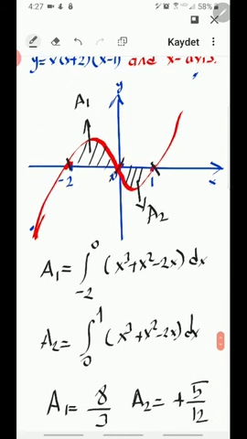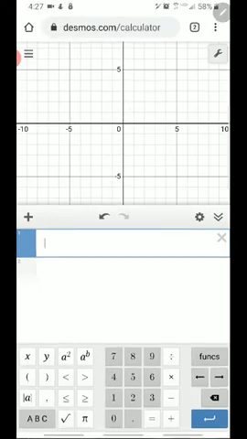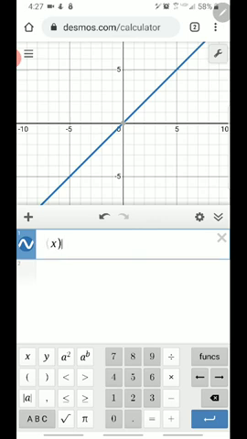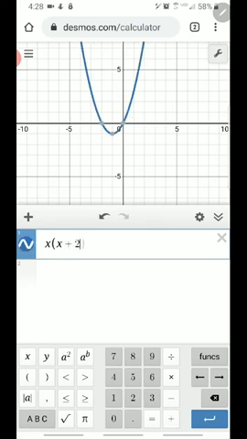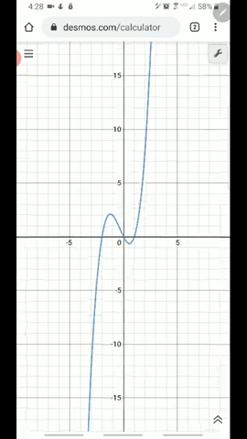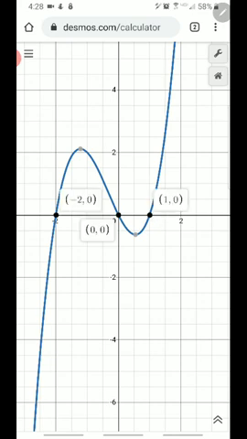If you are having difficulty sketching the graph, you can get help from different programs we talked about before. Remember that you can use the Desmos calculator. Here I have a sample: x times (x plus 2)(x minus 1). Okay, here you see the function passing through -2, the origin, and 1. And the areas will be: the first area is here, area 1 we defined, and area 2 is here.